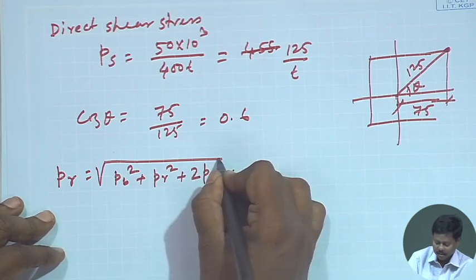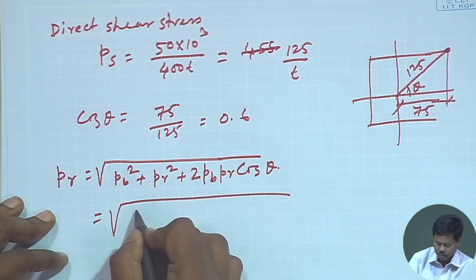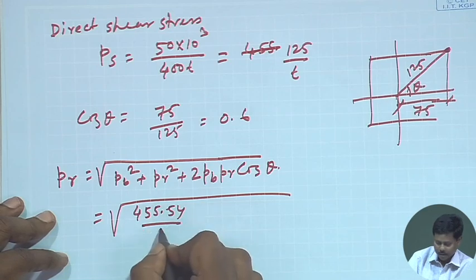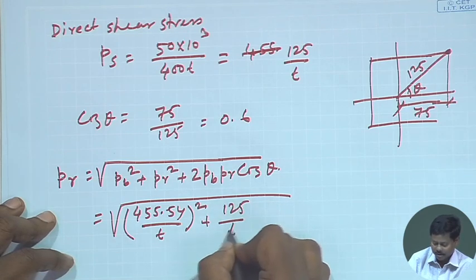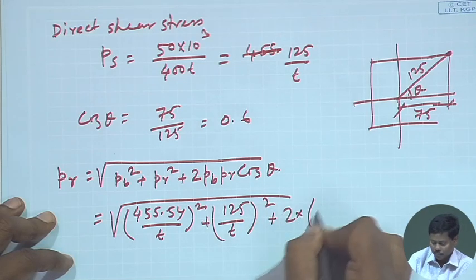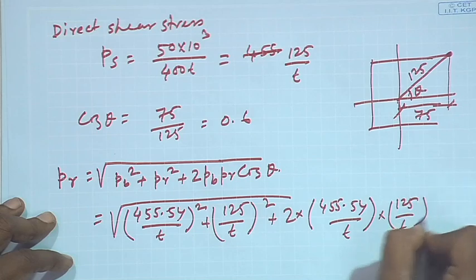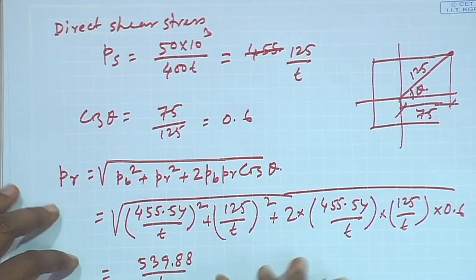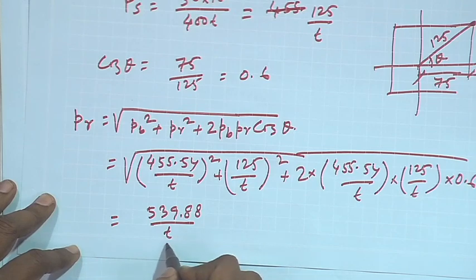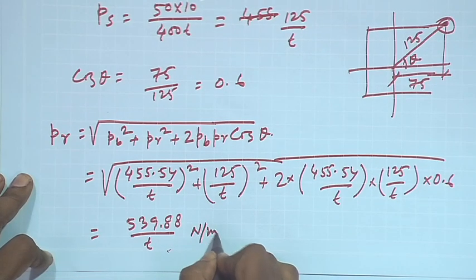So, the resultant stress PR I can find out, that will be the square root of PB square plus PS square plus 2 PB PS cos theta. If we put this value, we can see 455.54 by T square plus 125 by T square plus 2 into 455.54 by T into 125 by T into cos theta 0.6. So, this will become 539.88 by T, right. So, PR, the resultant stress at this extreme point, will be 539.88 by T Newton per millimeter square.